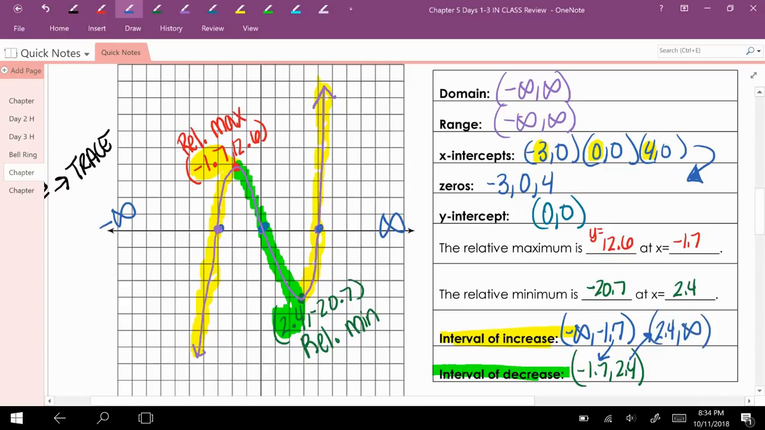So if you look here again, where I stop is where I then start. Where I stop is where I then start. It kind of just all flows together. Start to increase, then decrease, then increase.